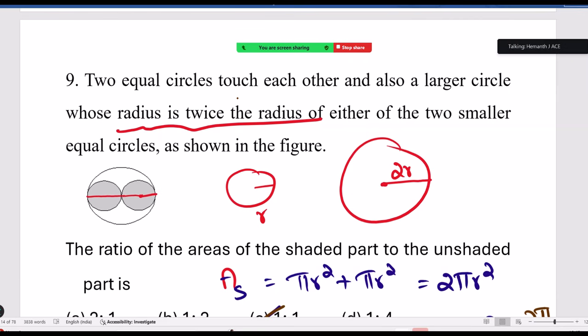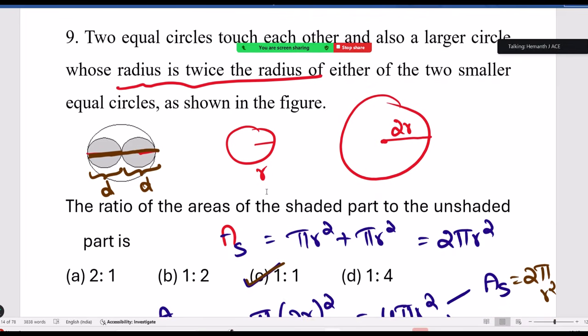Here you can find, adding these circles, the big circle's diameter is obtained. This is the diameter of the big circle, which is obtained by the first circle plus the second circle together. This is D, this is D. 2D will be the diameter of the big circle. If the small circle diameter is D, the bigger circle diameter will be 2D. Check that. It's a very simple question.